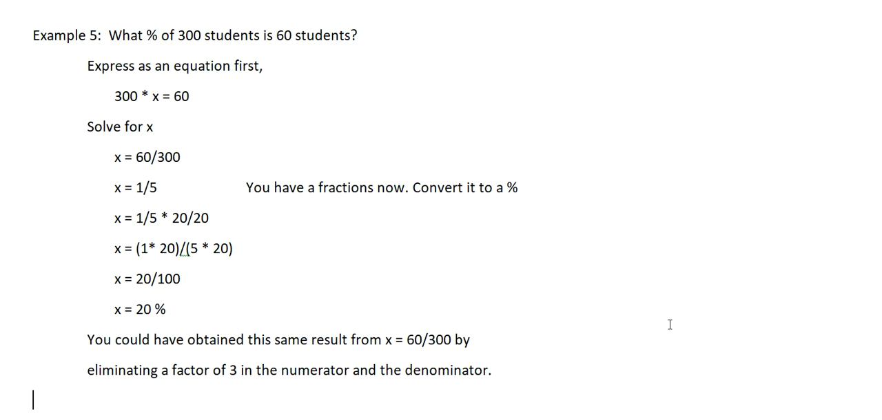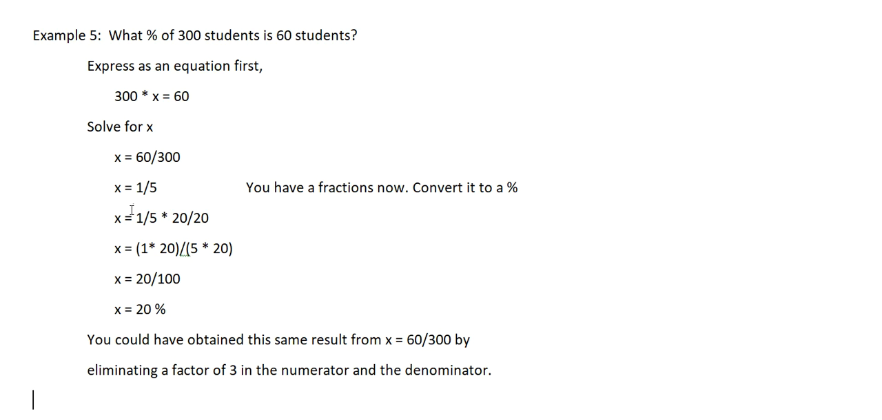What percentage of 300 students is 60 students? Okay, well, let's express this as an equation. We have 300 students times some percentage is equal to 60. We're going to solve for x here. Okay, x equals 60 over 300. Okay, that's 1/5. If we go ahead and divide 60 into 300, that's 1/5.